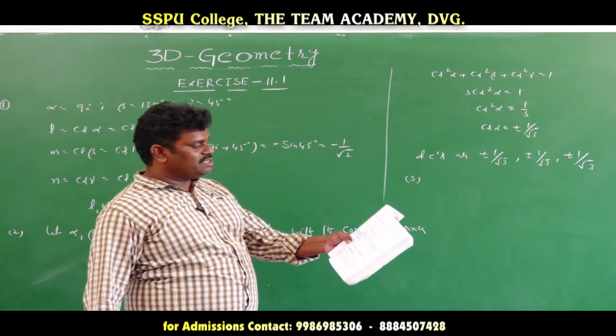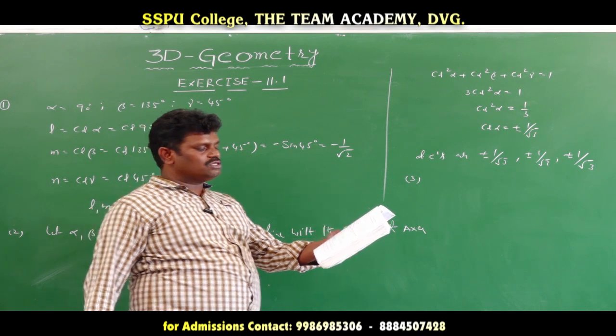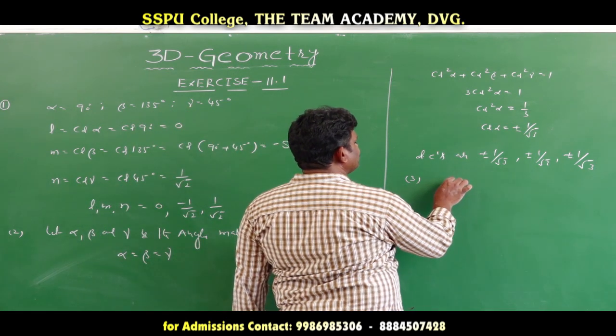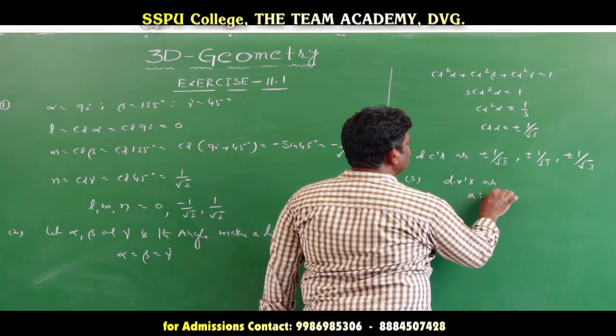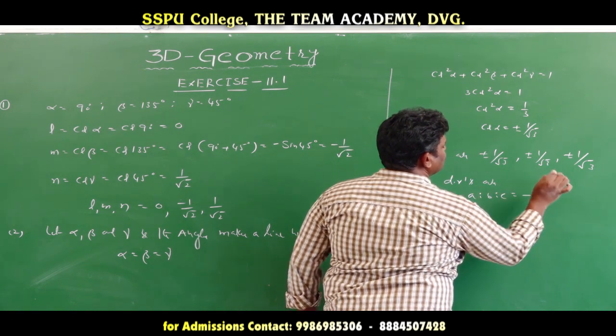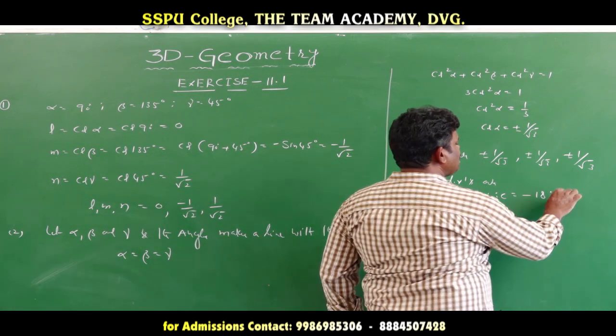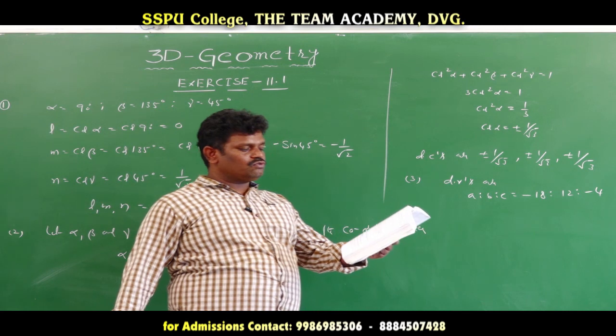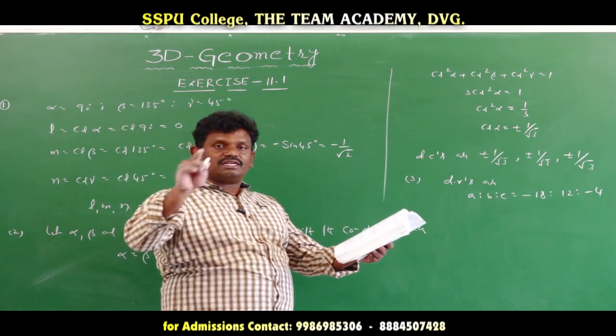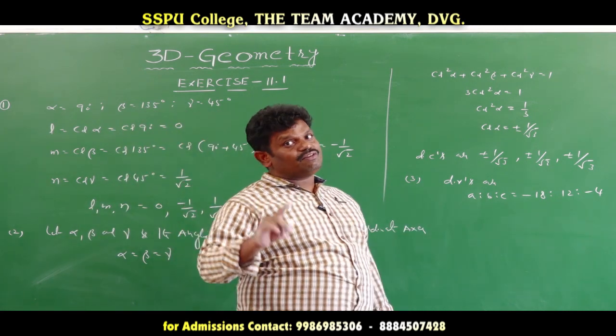Here, a line has direction ratios given. The direction ratios a is to b is to c are equal to minus 18, 12 and minus 4. So these are the direction ratios. Then what are its direction cosines? Direction ratios are given, so how do we find the direction cosines?